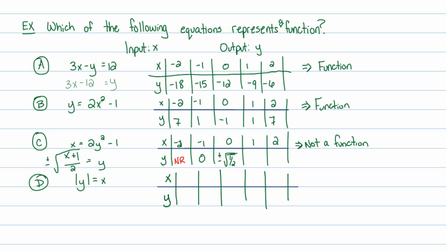For example, if x were -2, well, the absolute value of a number can never equal -2, so there's no possibility there. Same thing with -1. If x were 0, y would have to be 0. If x were 1, well, y could be +1 or -1, right? Because the absolute value of +1 is also 1, and the absolute value of -1 is also 1.